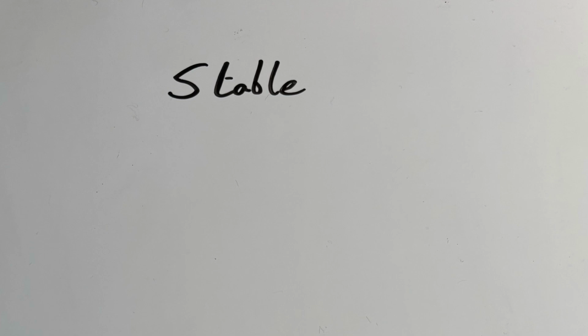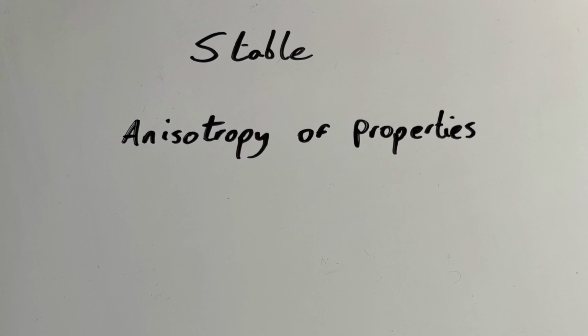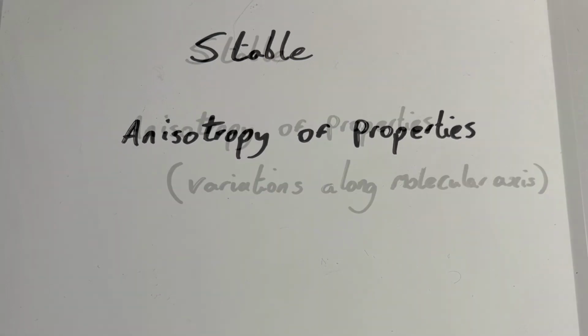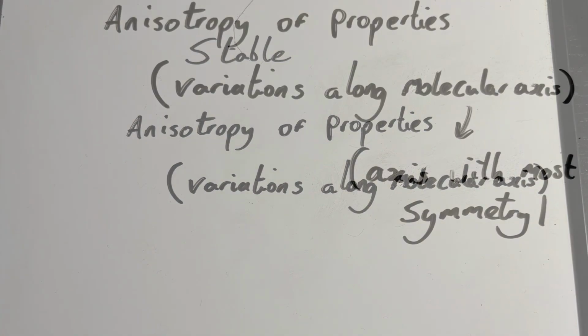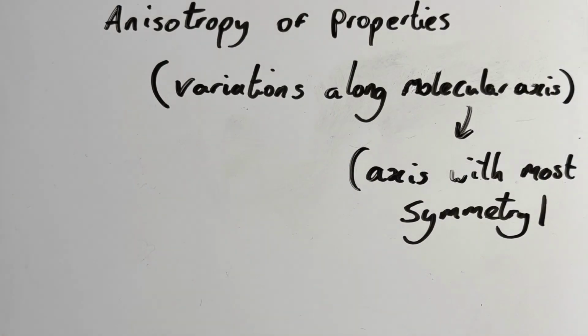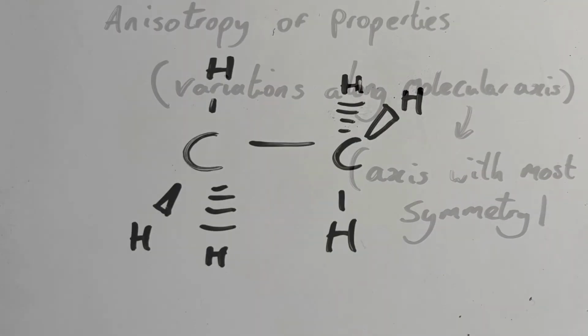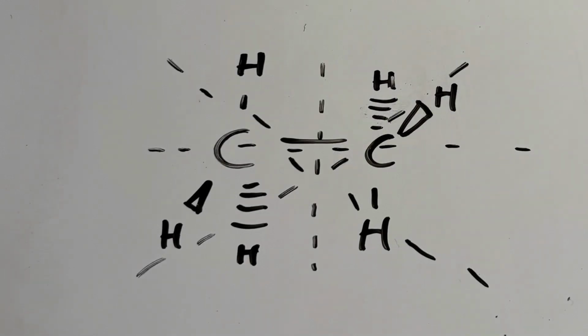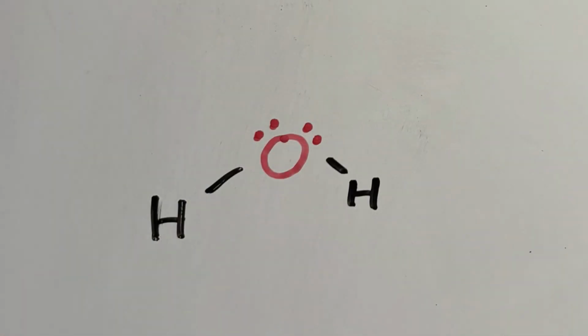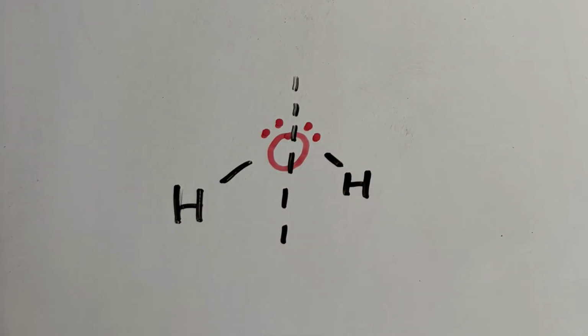In order for something to be classified as a liquid crystal, it has to be stable. It also has to have an anisotropy of properties, and this is very complex, but what it means is variations along the molecular axis, and what this means is variations along the axis with the most symmetry. For example, with this molecule of ethane here, there are 4 possible lines of symmetry, 1 across, 1 down, and 2 diagonals. Whereas with something more simple like water, there only exists 1, and that's straight down the center. So we call that its molecular axis.